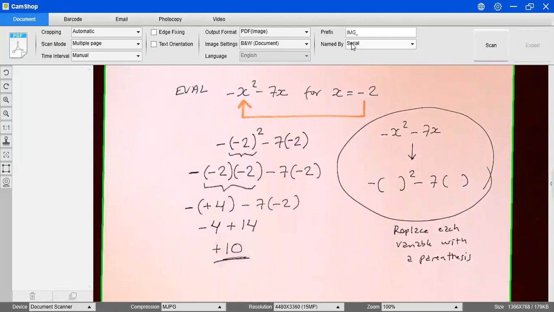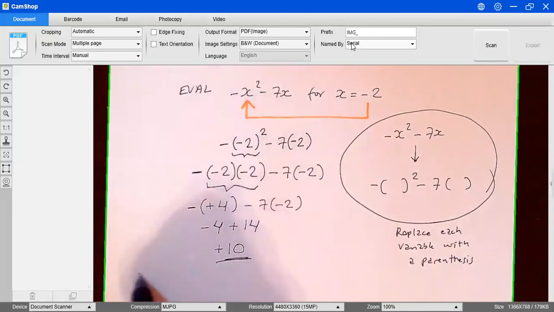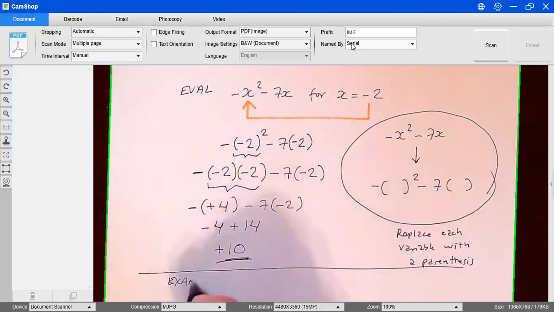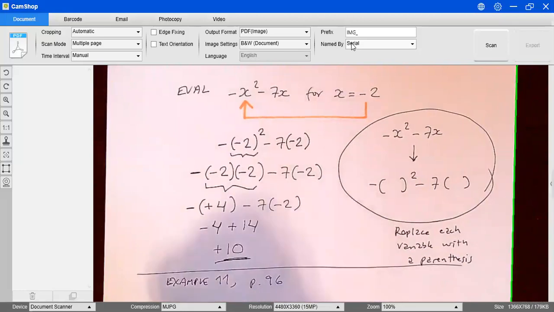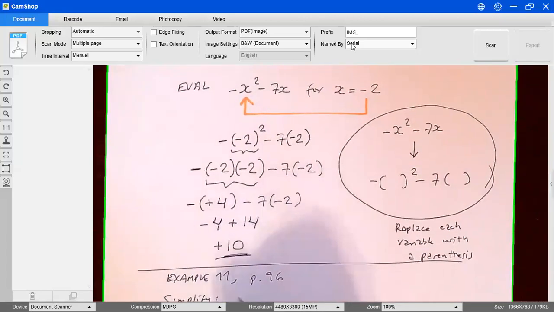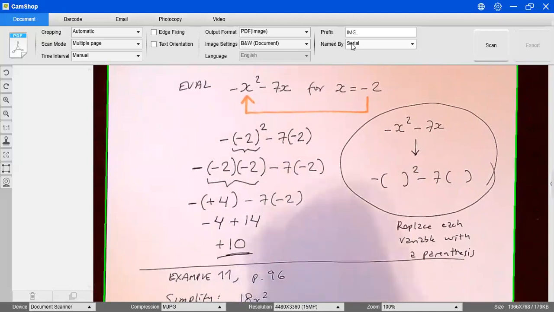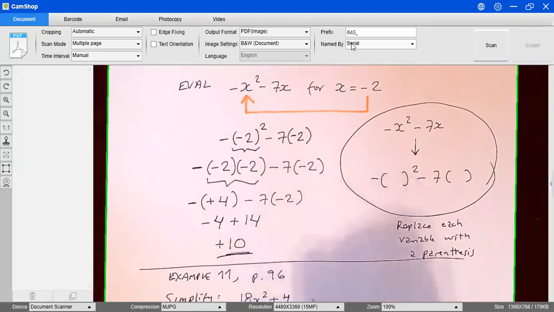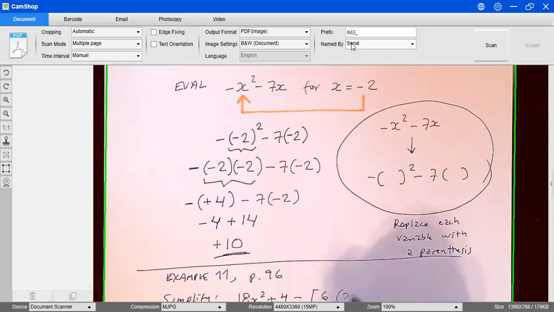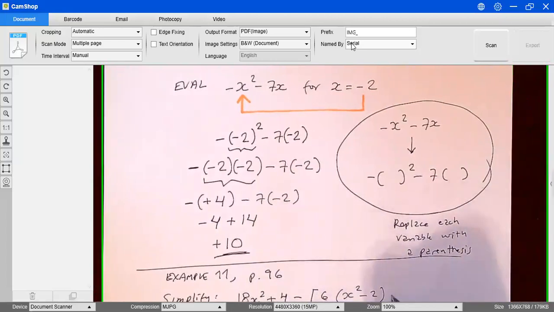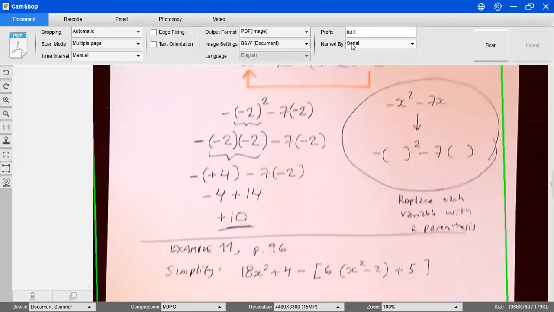And the final example of this lecture is going to be example 11. Example 11 on page 96. So we're going to simplify 18x squared plus 4 minus square brackets 6 multiplying x squared minus 2, then plus 5, and we close the square brackets.